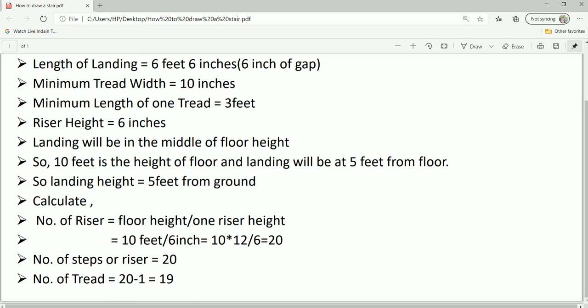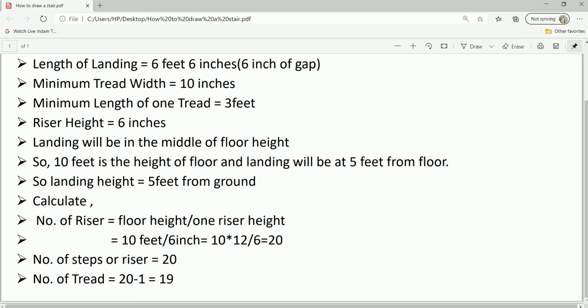Generally, we consider here that the minimum tread width we have to take is 10 inches, the minimum length of one tread will be 3 feet, and the riser height will be 6 inches. So in that way, if you want to calculate how many risers I want to provide in my stair, go for floor height divided by one riser height. As you know, the floor height is 10 feet divided by one riser height of 6 inches. So 10 feet into 12, I have converted this feet into inches, so multiply with 12 and divide by 6. I got 20.